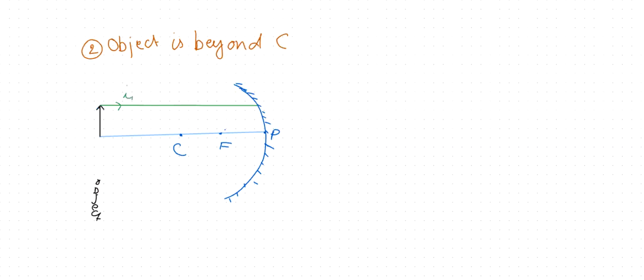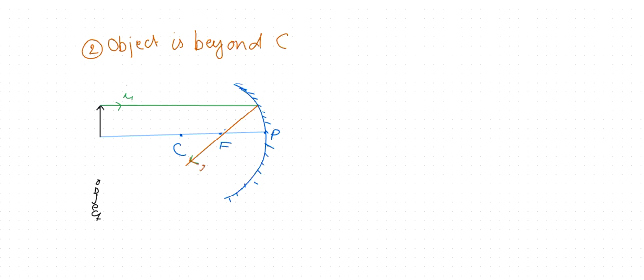We had done it in the past. In the previous case, any incident ray parallel to the principal axis gets reflected through the focus. So let's make it through the focus and remember to put the arrows. Now you name your reflected ray as R1.